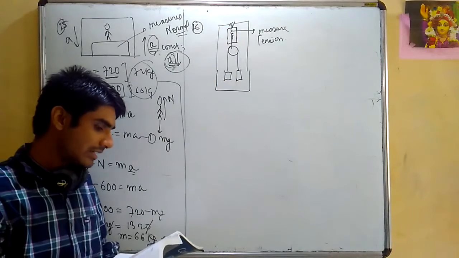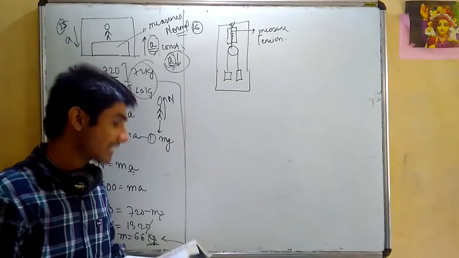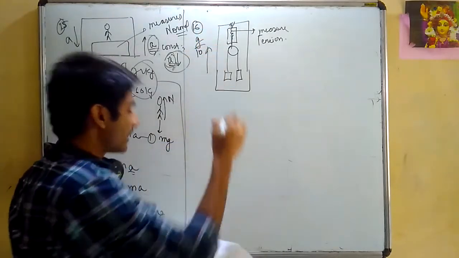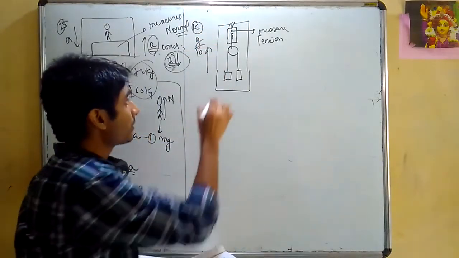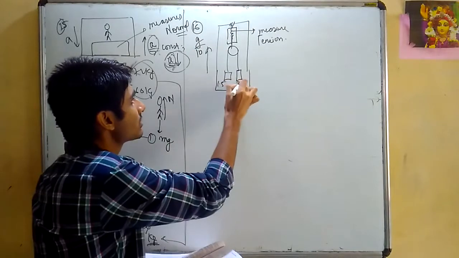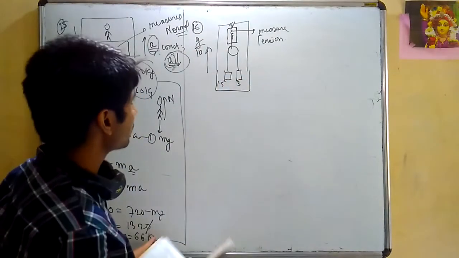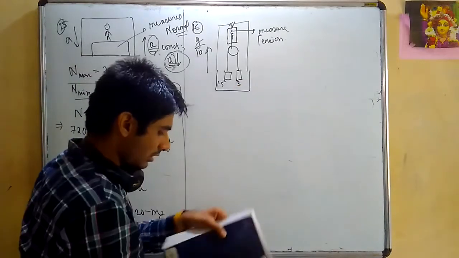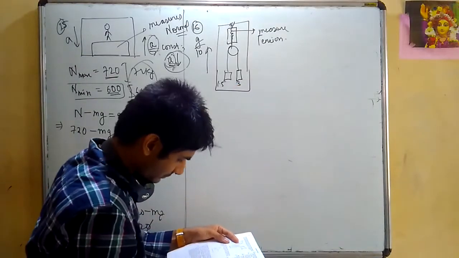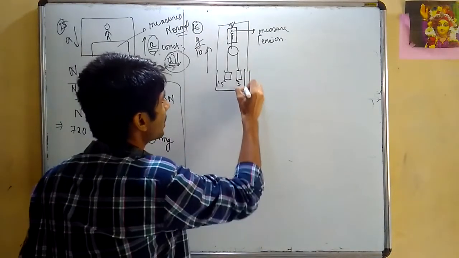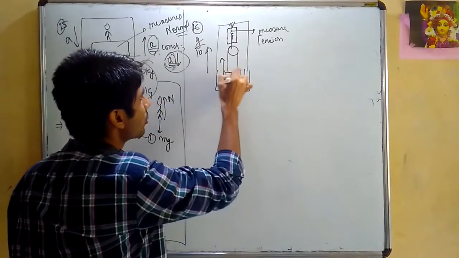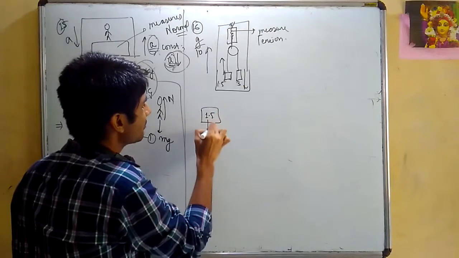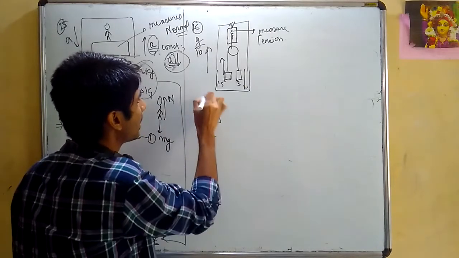It is given that the elevator is going up with an acceleration of g by 10. And this is 1.5 kg and this is 3 kg. Okay, let us try to solve. This is 3 kg, so this will go down and this will go up. So let us draw the FBD of 1.5 kg. Weight is acting downward, 15, and upward T.